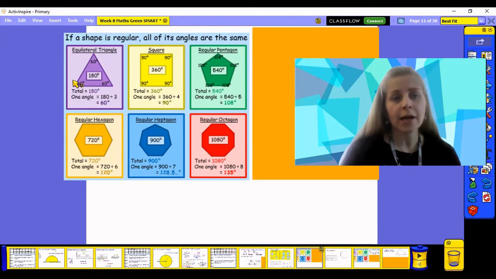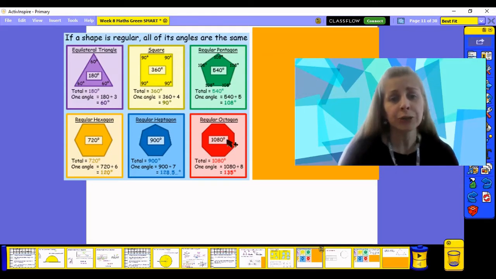So you can see that in an equilateral triangle, all the interior angles total 180 degrees. And we're going to explore that a little bit further in a moment. In a square, where all the sides are equal, all the angles total 360. As for a regular pentagon, 540, regular hexagon, 720, regular heptagon, 900, and a regular octagon, 1080.